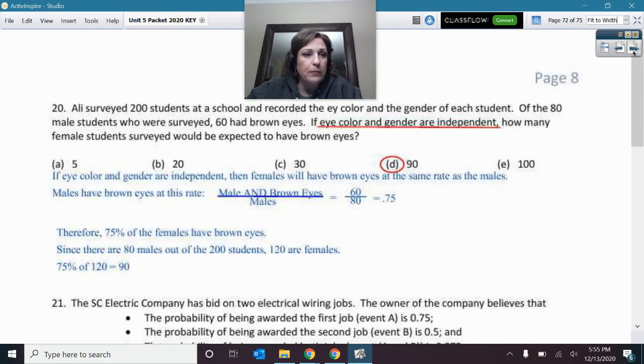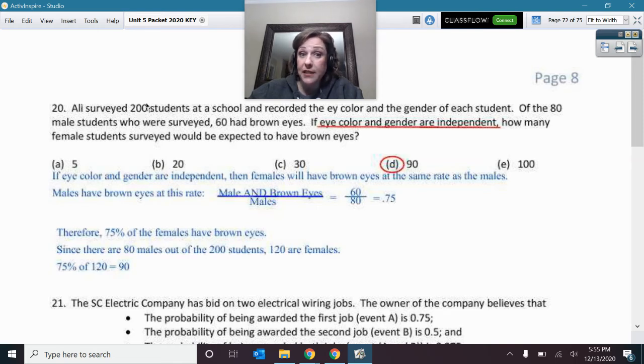All right, moving on. Here we had a very important fact: eye color and gender are independent. What that told me is that the males and the females have brown eyes at the same rate. Of the 80 males, 60 had brown, so that means 75% of the males had brown eyes. Because eye color and gender are independent, the females have the same rate. So I just need to do 75% of the females, so I had to find out how many females we had.